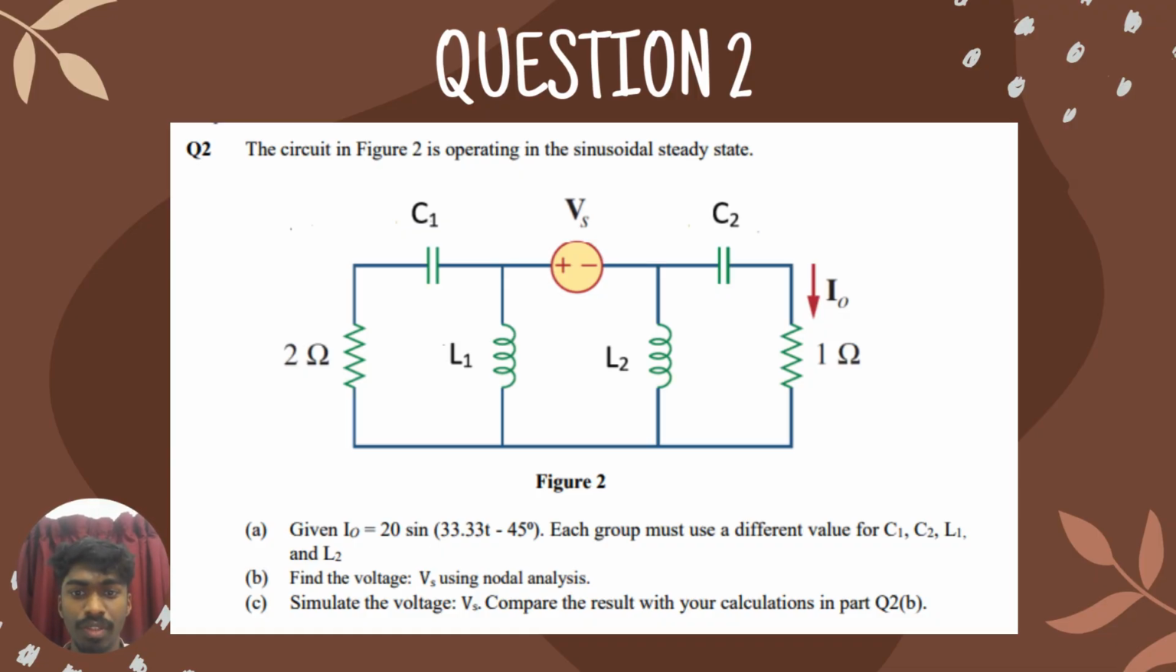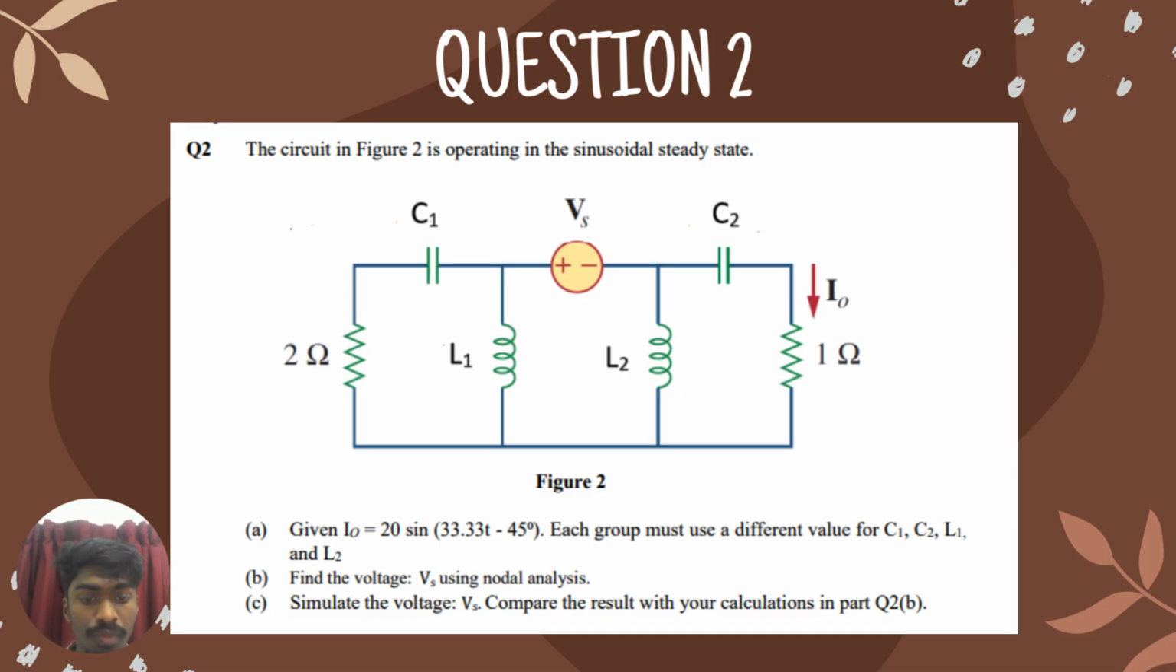Hello everyone. This is question two, where I'm going to explain about the circuit. The operation of this is a sinusoidal steady state. From the web we can see that the resistor is 2 ohms. We have two capacitors and two inductors, one voltage source, and a 1 ohm resistor on the current IO. Given that IO is 20 sin of 33.3 t, in radians per second, minus 45 degrees.